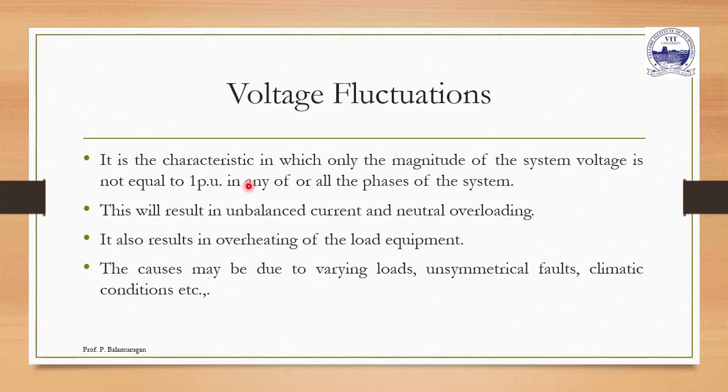So what is the result of this? This may result in unbalanced voltages, that is fluctuating voltages and fluctuating currents. And sometimes, if it is in a three-phase system, this will result in unbalanced current, neutral overloading and overheating of the load equipment. And the causes may be varying loads, unsymmetrical faults or climatic conditions.